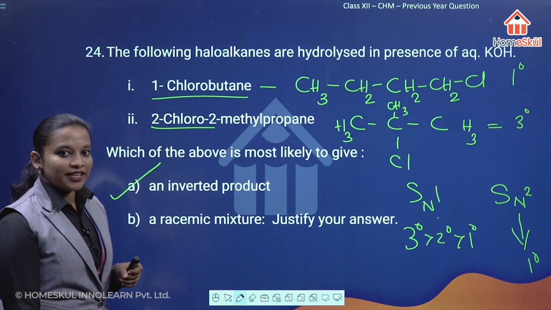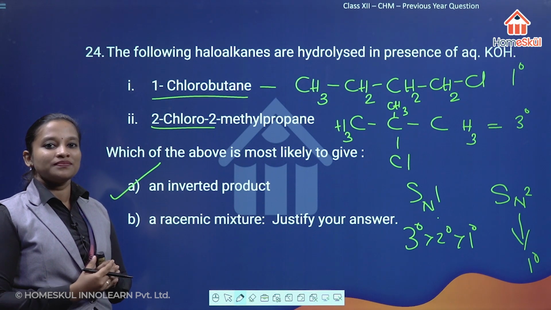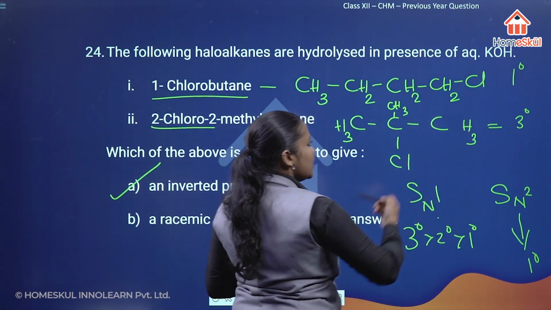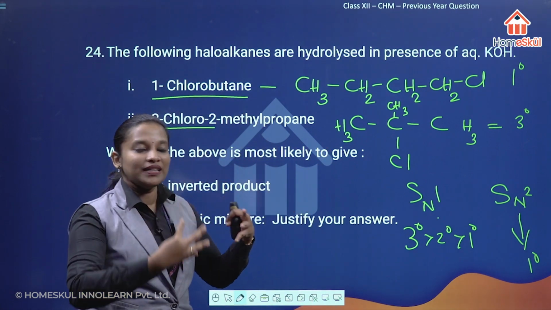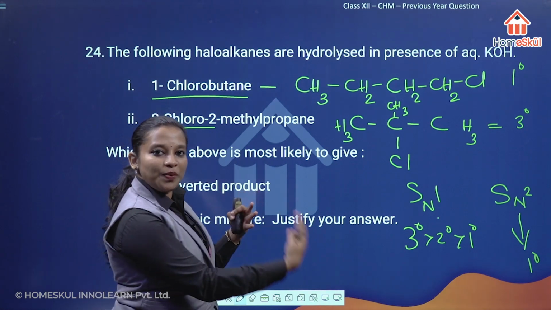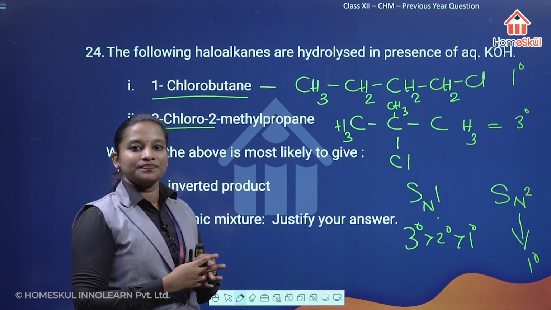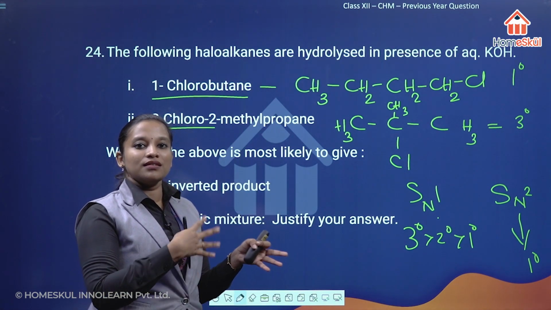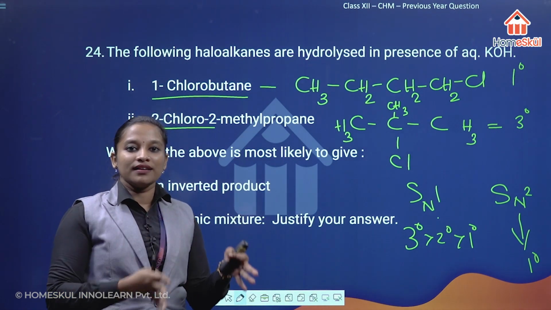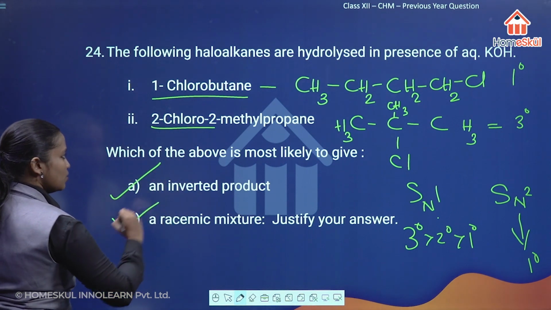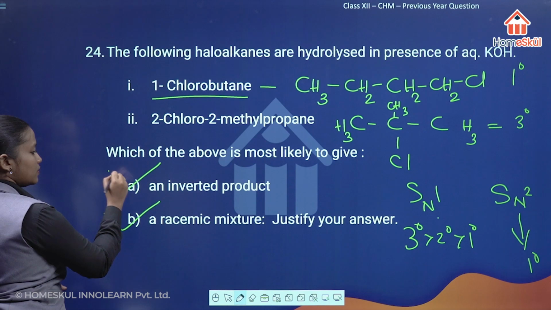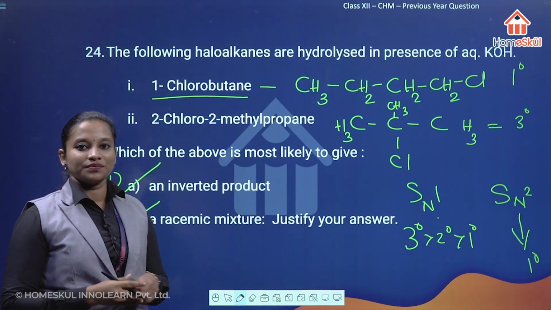2-chloro-2-methylpropane will undergo the SN1 mechanism. In the case of the SN1 mechanism, we can see that the nucleophile cannot attack from behind because of the bulky groups on either side. So it cannot be attacked from the back side. In effect, the resulting product will be a racemic mixture. So 2 is the answer for the second one.